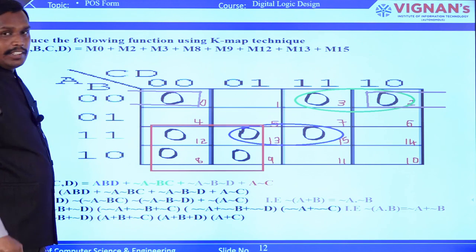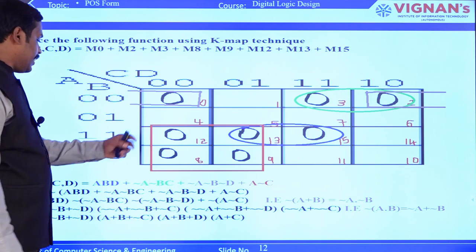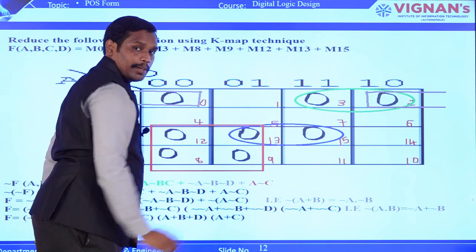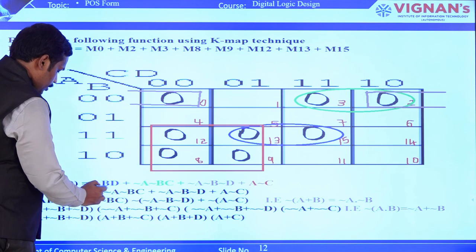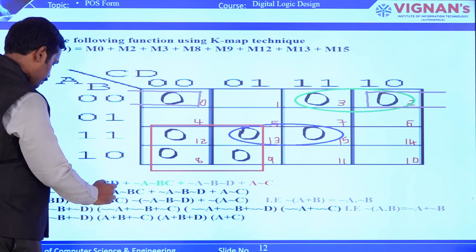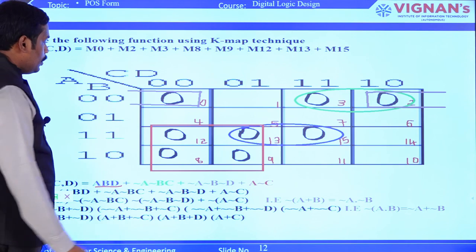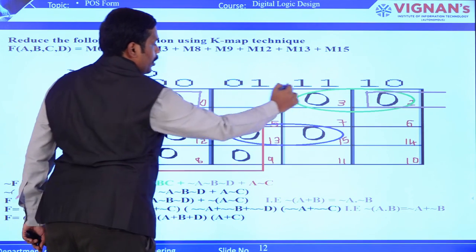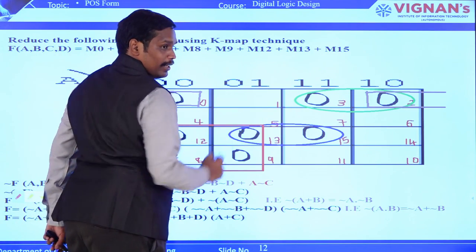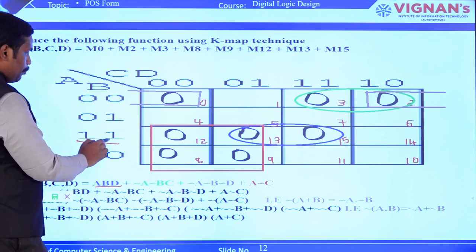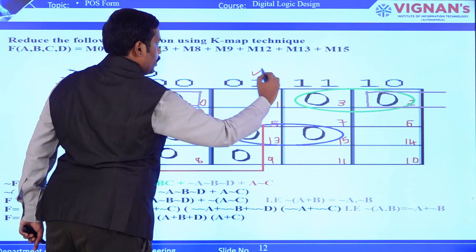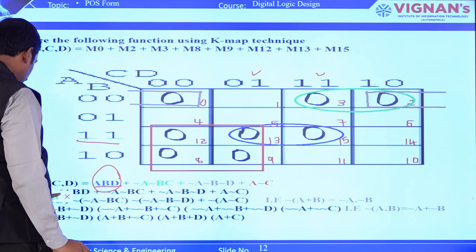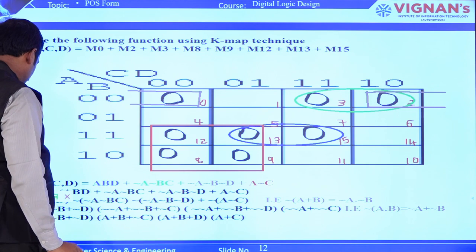So is it clear? So now we'll see how you are going to frame the expression, right? For this particular pair, you have generated ABD. So how? You can see AB is common for both the cells, and while comparing the columns, 1 is common, so that is D. So that is the reason why it is A, B and this particular D. Is it clear? So this is how you are going to generate the first term, right? And the next one.